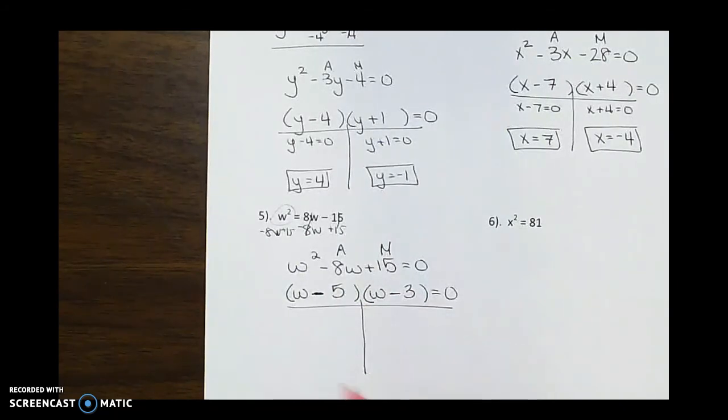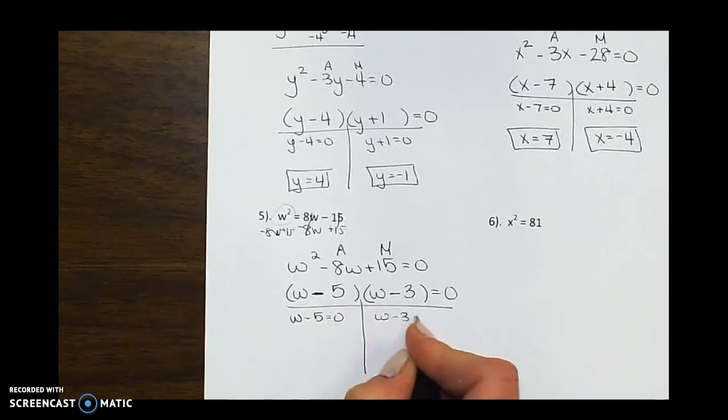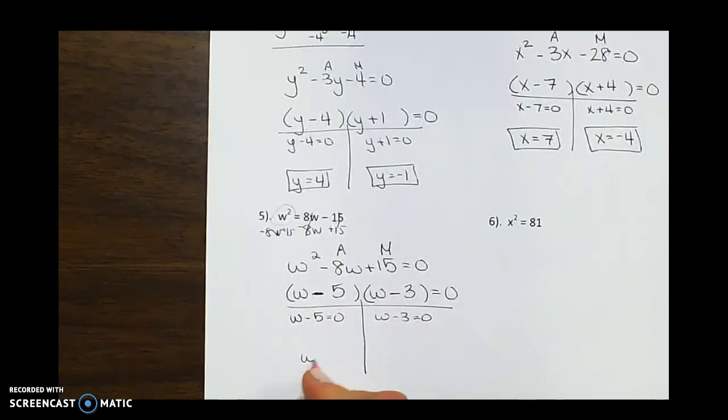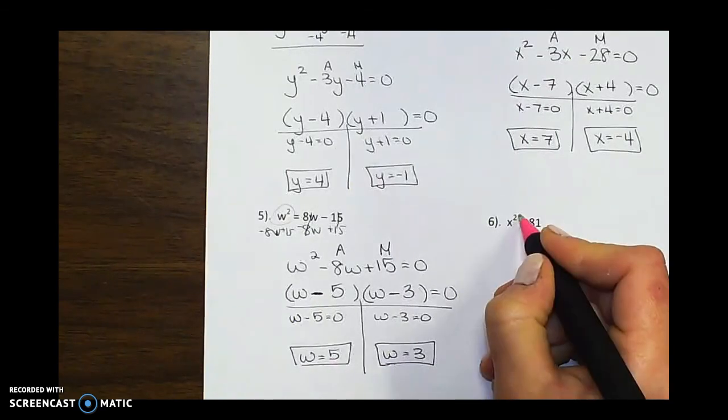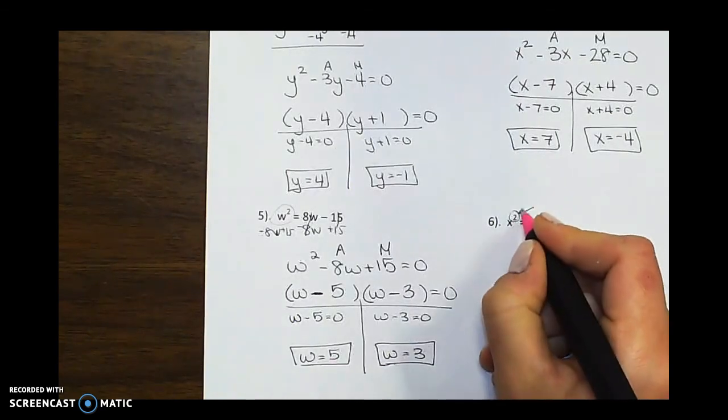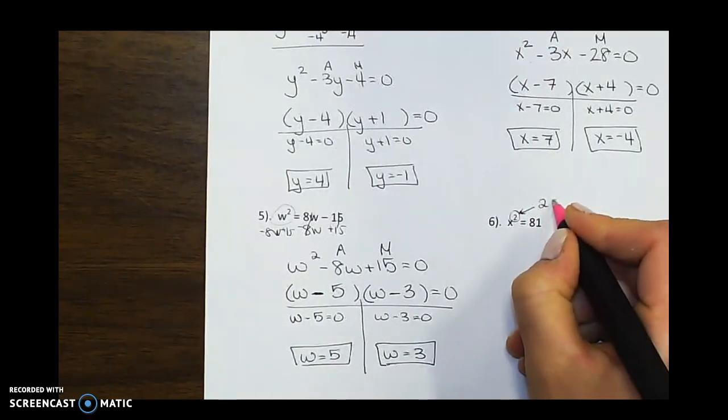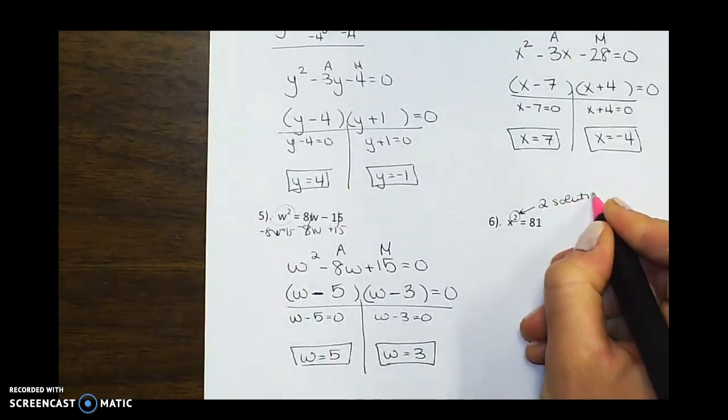So now we're going to tee it up. Set both parts equal to 0. All right, and then we get w equals +5 and w equals +3. All right, last question for today. Let's take a look here. Remember, if x is squared, that means there's going to be 2 solutions.